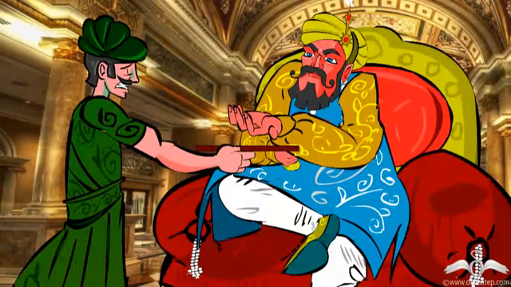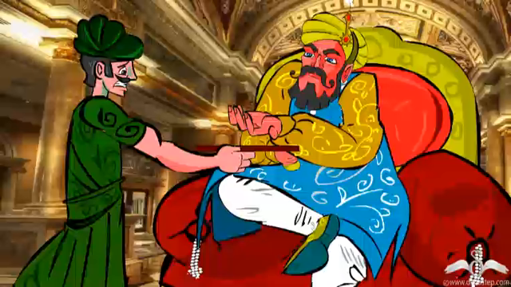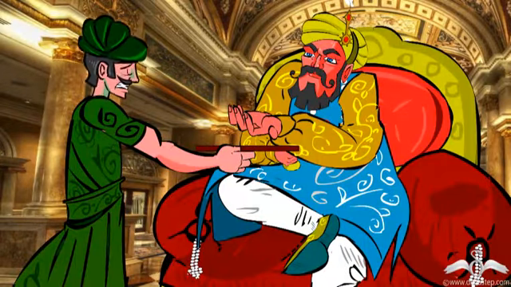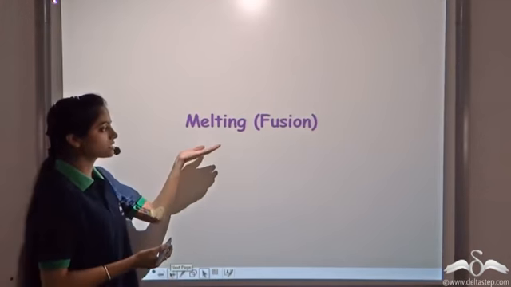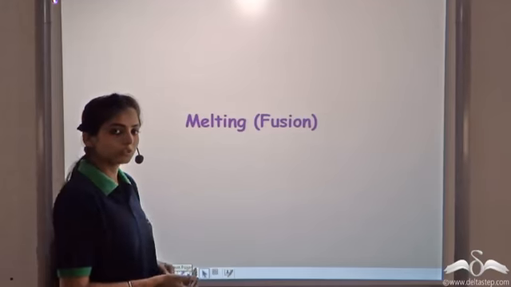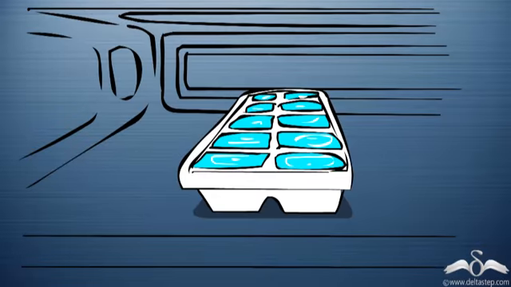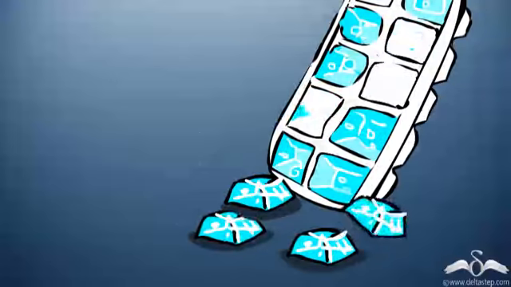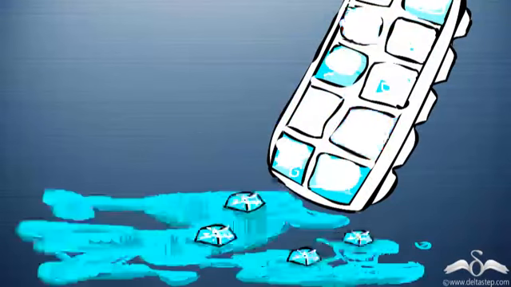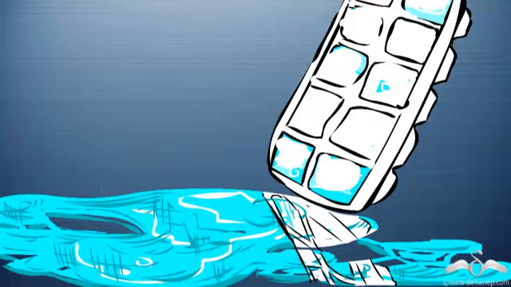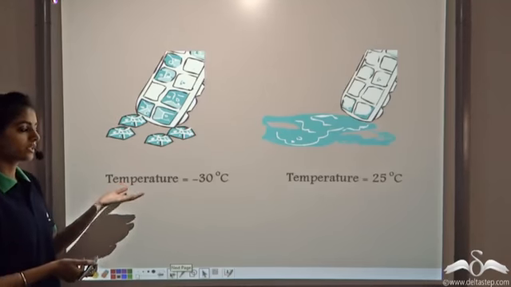So what happened to the ice? Where did it vanish? Well, we know it melted. This process of melting is also known as fusion. This is something that you observe every day. When you take out an ice tray, the ice cubes, if you leave them for some time, they melt. So this is what is happening.